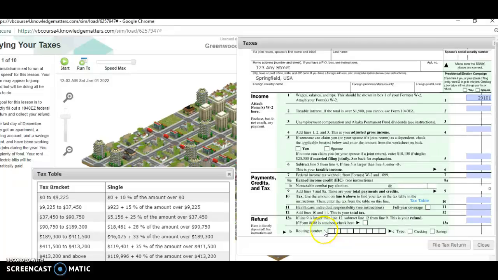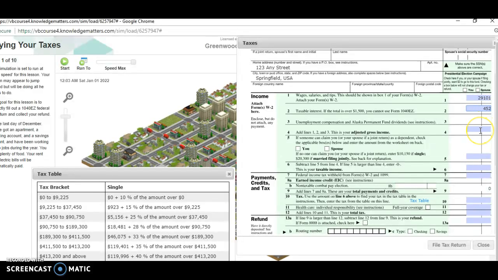Line 2 says taxable interest. Again, this would be found on a 1099 is where you would find your taxable interest. They did not give us a 1099 for this example, so I'm just going to give you the information. But again, you would find this on a 1099. The total is going to be $452.